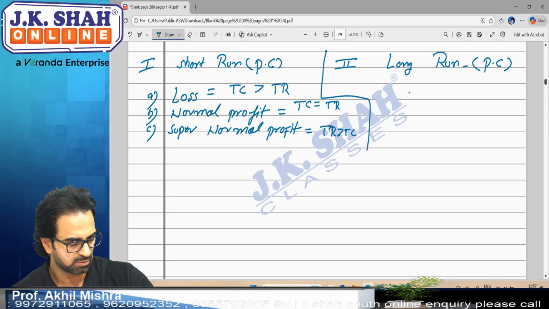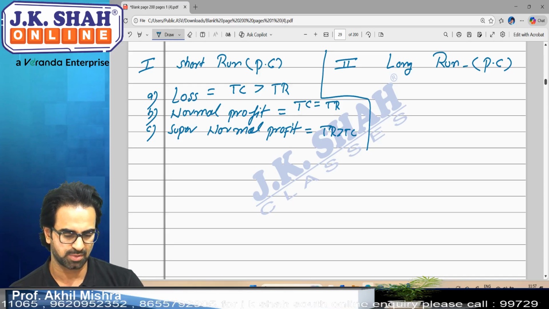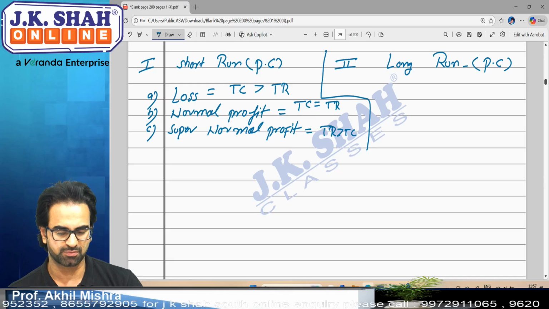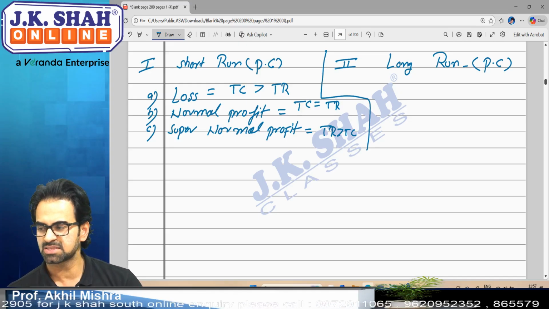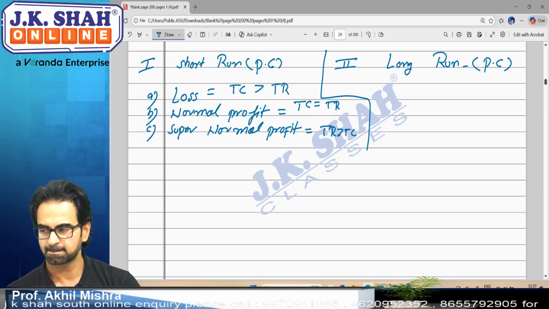In the short run, a PC market has three possibilities. You can either make a loss, or make a normal profit, or make super normal profit. All three are possible. But if you're in a PC market, PC means perfect competition, the market whose features we have been writing since morning.